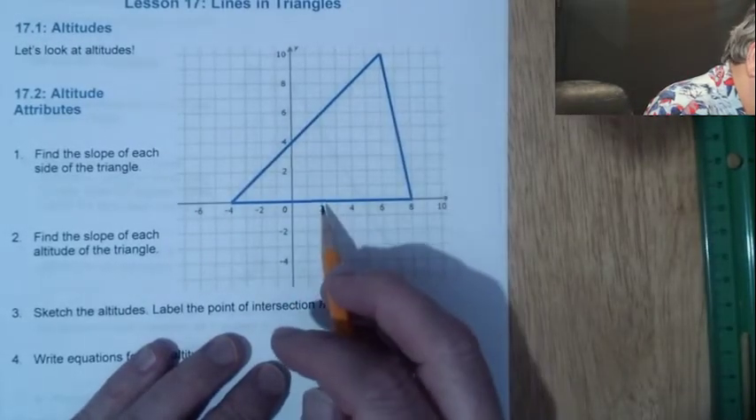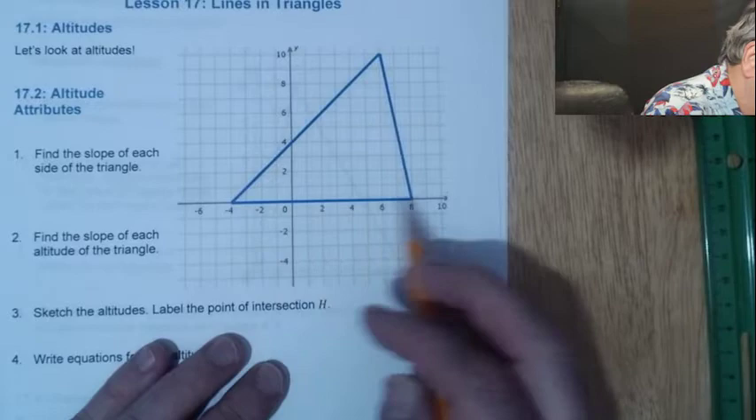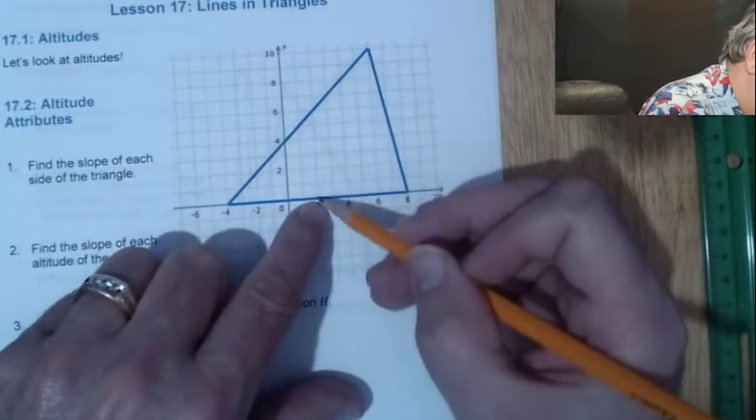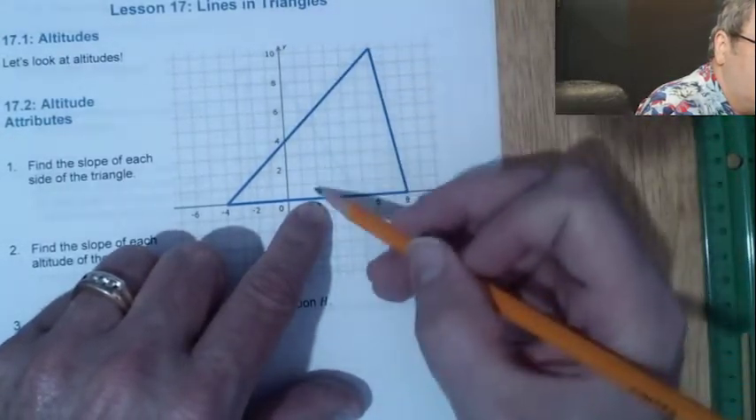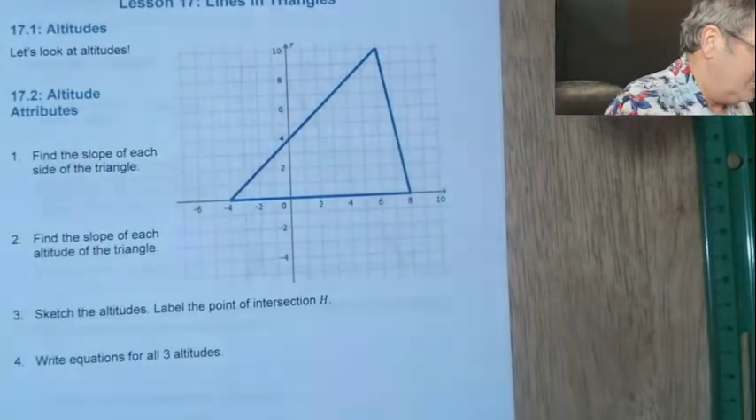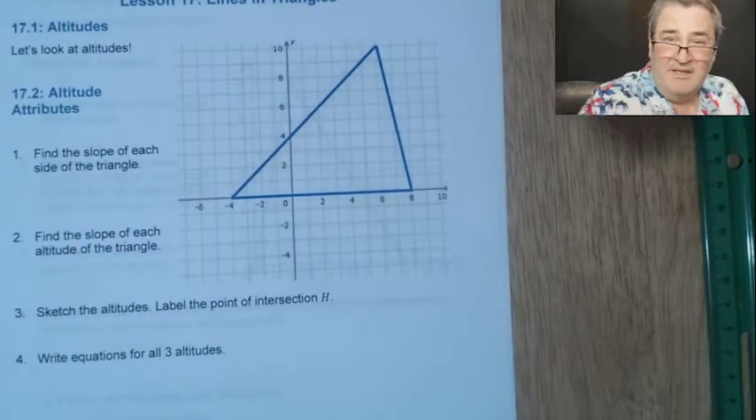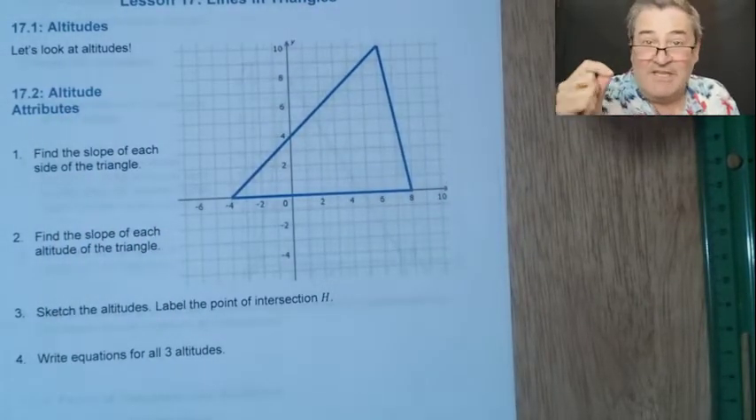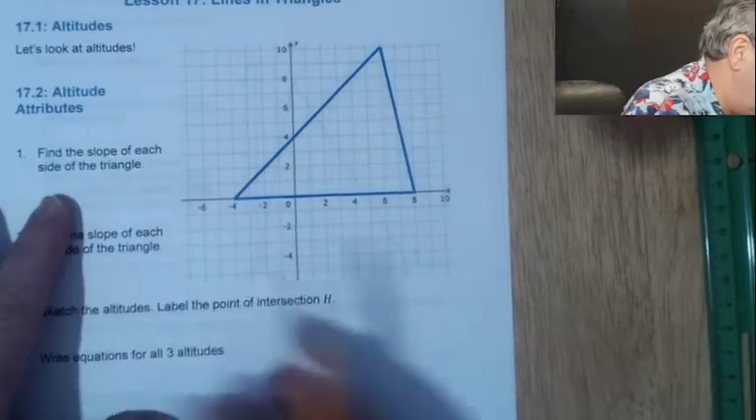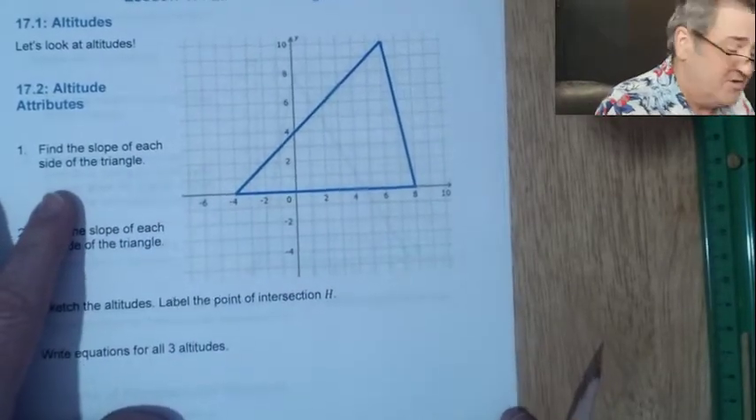So remember with the median, we found the middle between here and we connected that, and that became a median going up to that corner. This is an altitude. All right, an altitude will be straight up and down, the height of the triangle. But all right, let's see what we're doing here. First, find the slope of each side of the triangle.